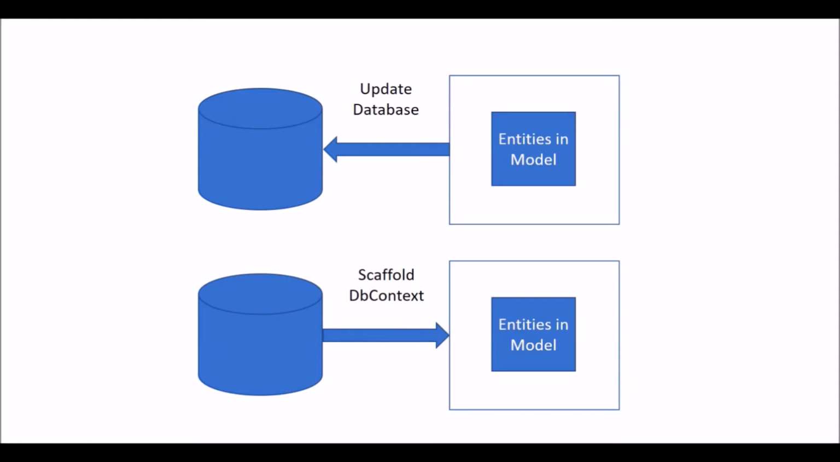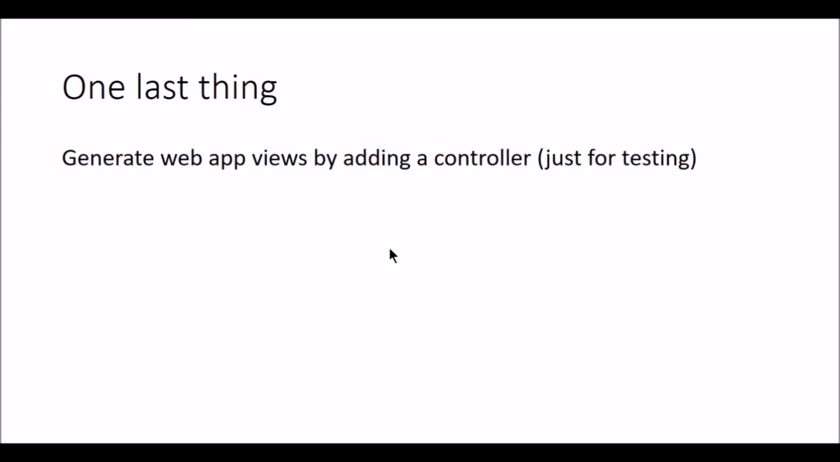The idea here is you should be able to create your database tables from your entities by using the update database command. And then vice versa, you should be able to create your entities from your database tables by using the scaffold db context command.